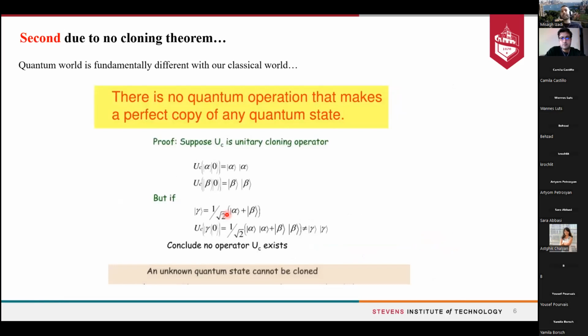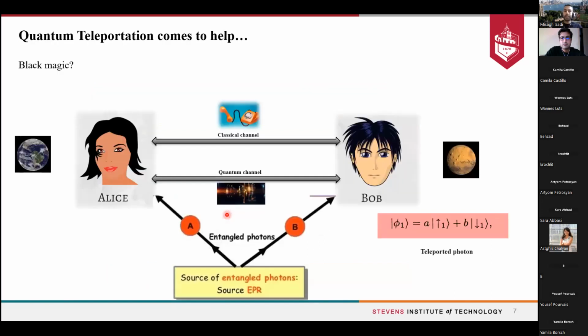The second reason is the no-cloning theorem. Mathematically, you can prove, and this is a very famous proof in quantum mechanics, that there is no quantum operation, no way to make a perfect copy of any quantum state. So the photon that you want to make a copy of cannot be cloned. This is the second reason. So now the question is how we can make that possible using quantum teleportation. It seems like black magic, but it is real.